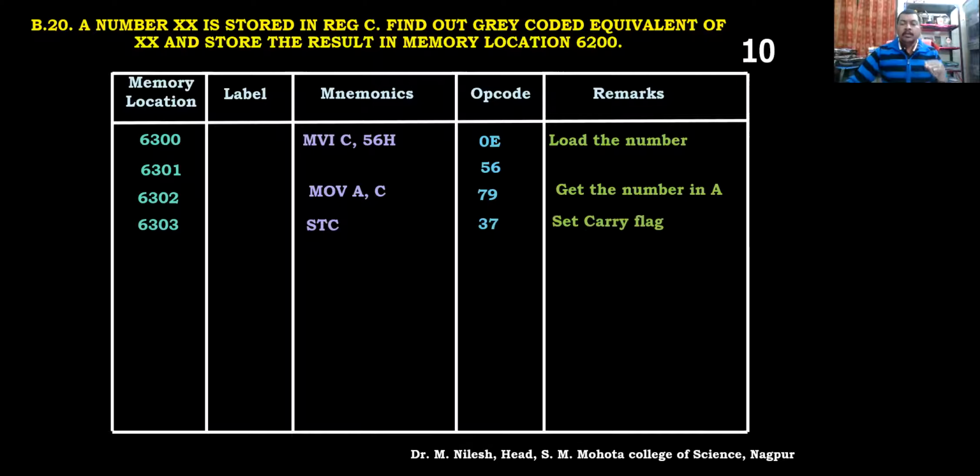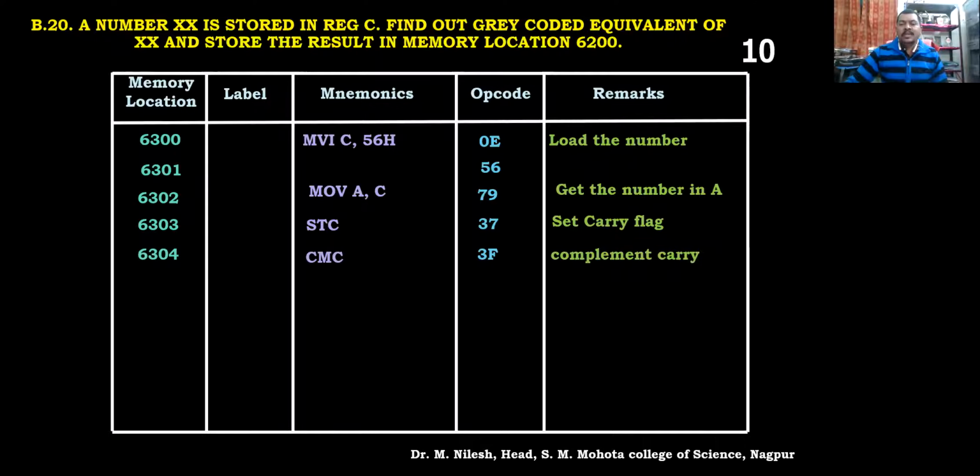The carry flag is set, but we require the carry flag to be 0, so we have to complement it. Why have we done this? Because we don't know whether the carry was 1 or 0, so we first make it 1 and then complement it. The next instruction is CMC, complement carry. The opcode is this. Now we know that it is 0.